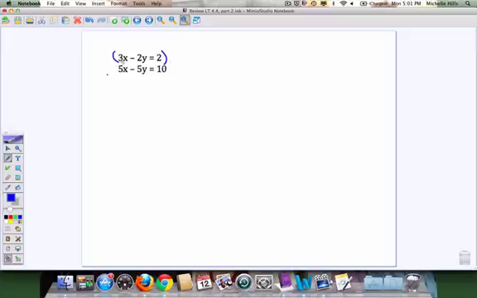So I look and I say, well, 3 and 5 both go into 15, or, looking at my y coefficients, 2 and 5 both go into 10. I'm going to deal with the ones that are smaller numbers, the 2 and 5 instead of the 3 and 5. If I multiply the first equation by 5, this would make this a minus 10y. If that's the case, then I want the second one to be a plus 10y, so I would multiply it by negative 2. What that's going to give me for these equations is 15x minus 10y equals 10, and negative 10x plus 10y equals negative 20.